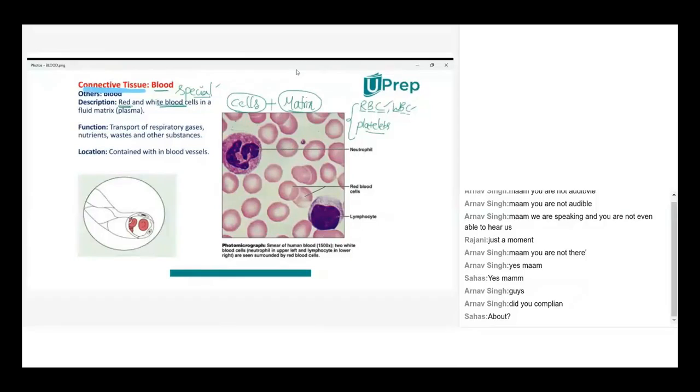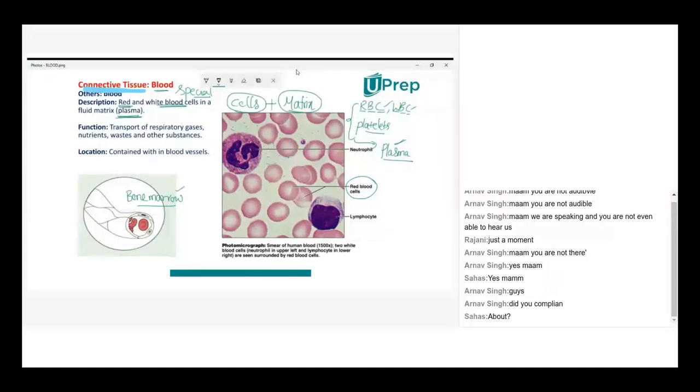This is the matrix. Assume that this is the whole intercellular space between the cells. This matrix is called plasma. Clear? So here all the cells are present in a matrix called plasma. The question can be framed like the blood cells are present in a matrix called plasma. Now when you take each cell individually, I'll discuss the red blood cells, then I'll discuss the bone marrow, because those are the important points over here.